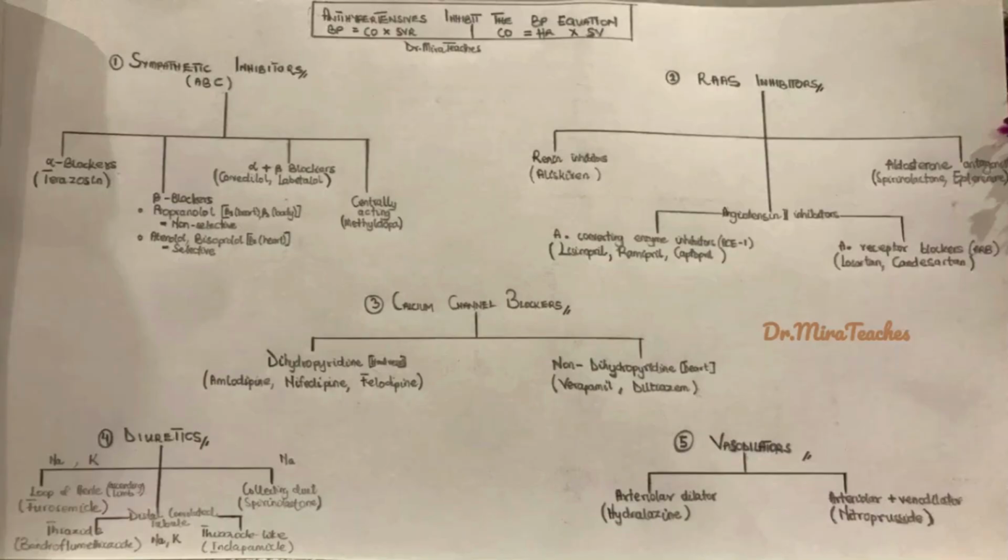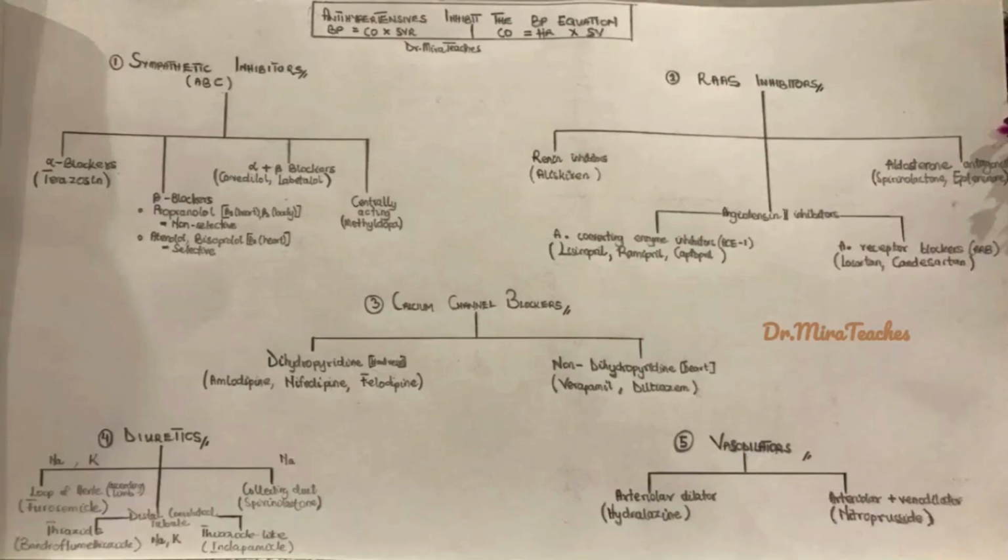Then we have diuretics. There are quite a number. All that diuretics do is to let you lose salt. Once you lose salt, water will follow, and then you bring down the cardiac output. Now, there are several diuretics, but this tutorial is focused on diuretics that we commonly use for hypertension.